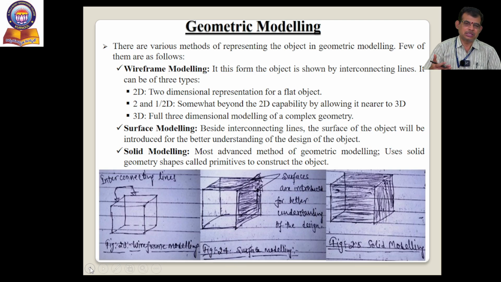When you come to the third, solid modeling, the most advanced method of geometric modeling, it uses solid geometry shapes called primitives to construct the object. So the complete solid object is the third one. These are the three levels of geometric modeling, so that the user can easily understand the object completely.